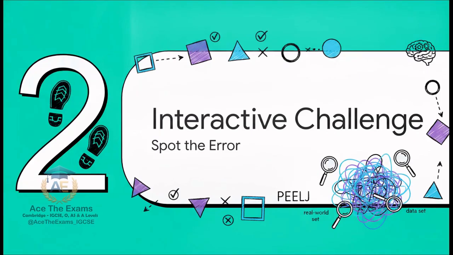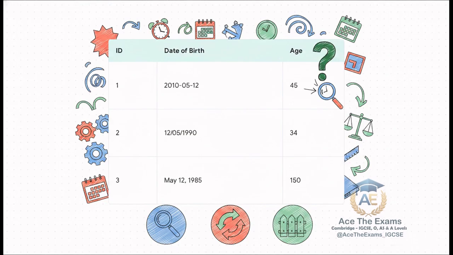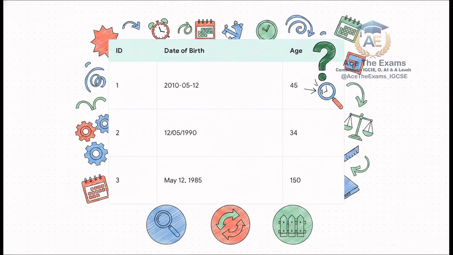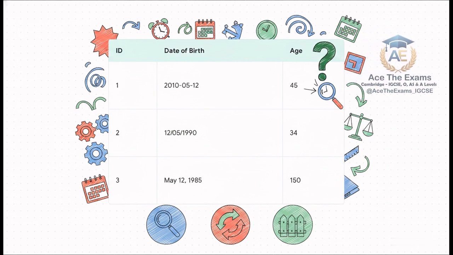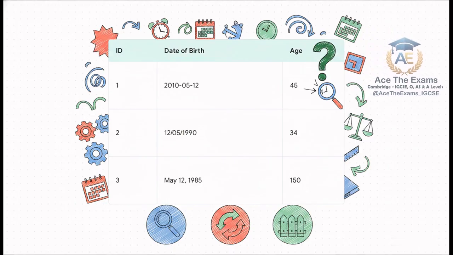Let's put this into practice in Section 2. Interactive challenge, spot the error. Now it is your turn to step into the shoes of the examiner and apply this systematic processing to a much harder Cambridge-style scenario. Carefully examine this extracted data table and see if you can deconstruct the validation errors hidden inside. Look closely. We have an age field that seems to have some wild, totally unrealistic numbers in it, and a date of birth field right next to it with wildly inconsistent formatting.